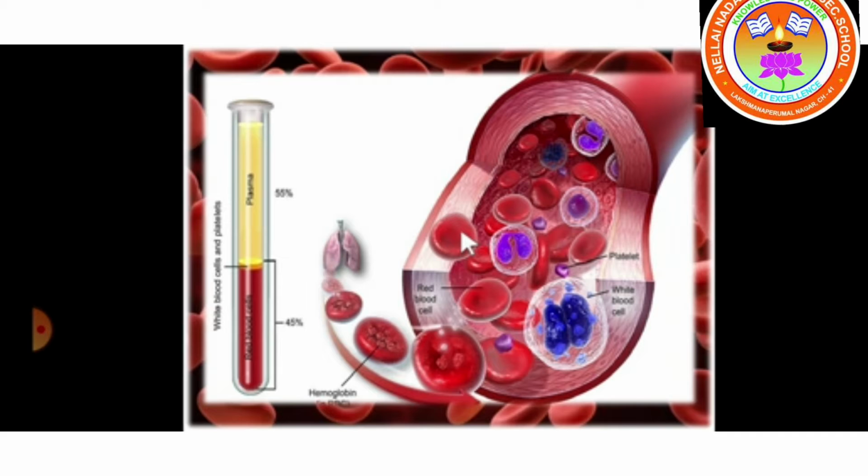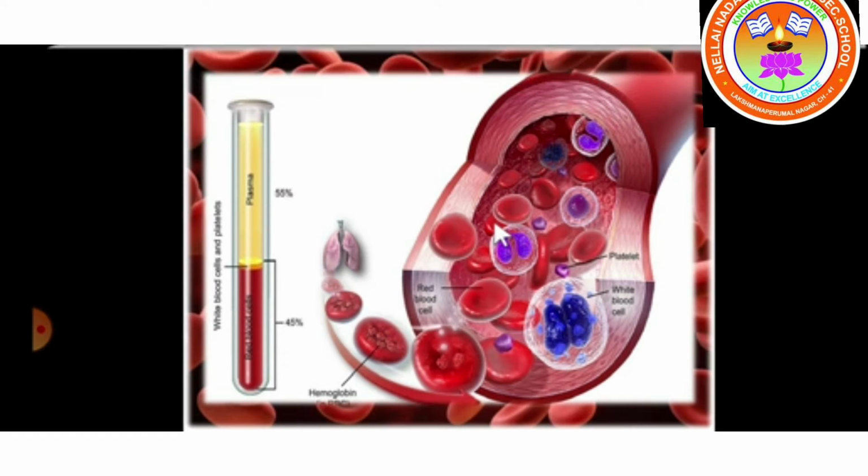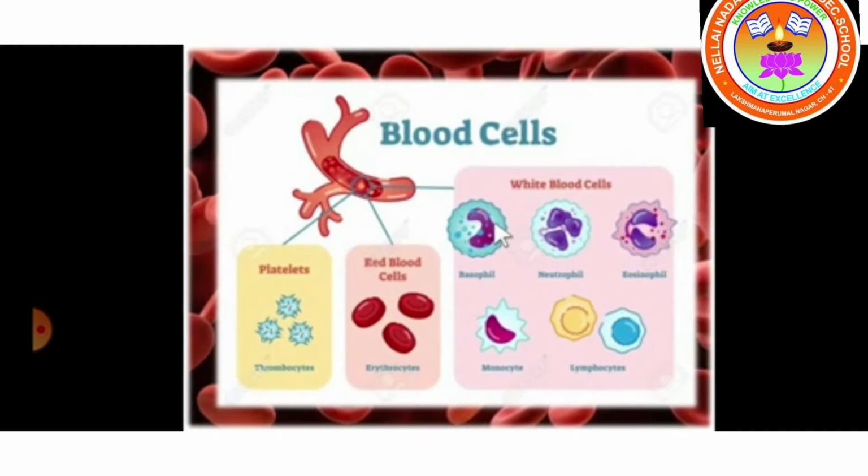The cells of the fluid connective tissue are loosely packed. Here you can see the cells of fluid connective tissue are loosely packed and are embedded in the intercellular matrix. Next we will see about the blood cells.